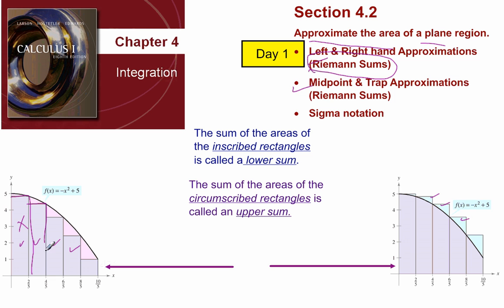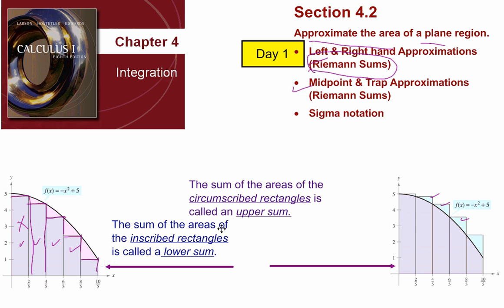We could also call this, since one end point is lying on the curve, an inscribed situation, or the rectangles are inscribed. I would call that the sum of areas of the inscribed rectangles. This is known as a lower sum method. So the lower sum.